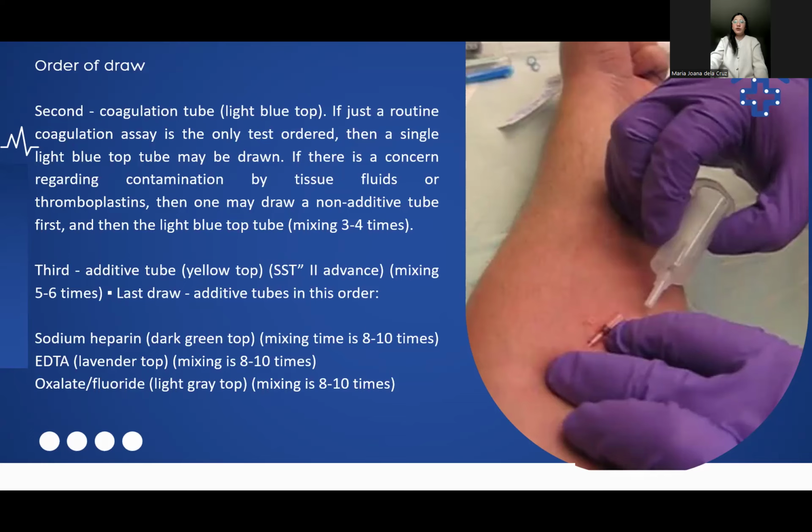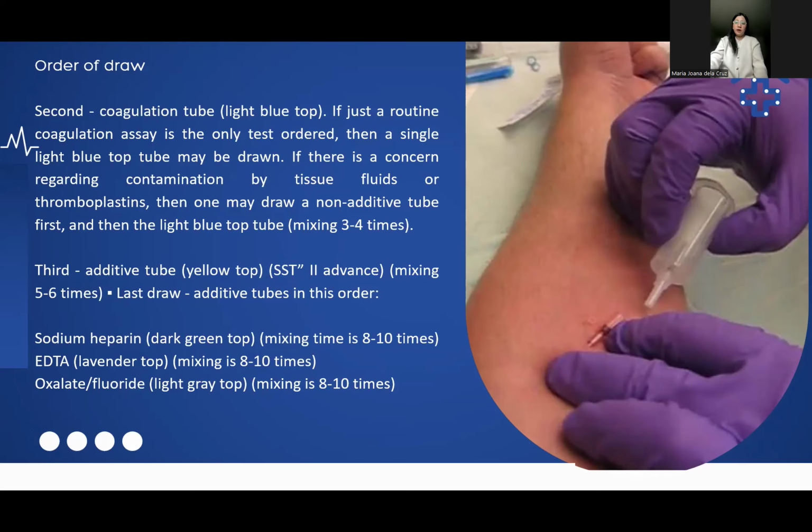Second, coagulation tube, light blue top. If a routine coagulation assay is the only test ordered, then a single light blue tube may be drawn. If there is a concern regarding contamination by tissue fluids or thromboplastins, then one may draw a non-additive tube first and then the light blue top, mixing 3 to 4 times. Third, the clot activator tube like the yellow top or SST, mixing 5 to 6 times. Last, draw additive tubes in this order.